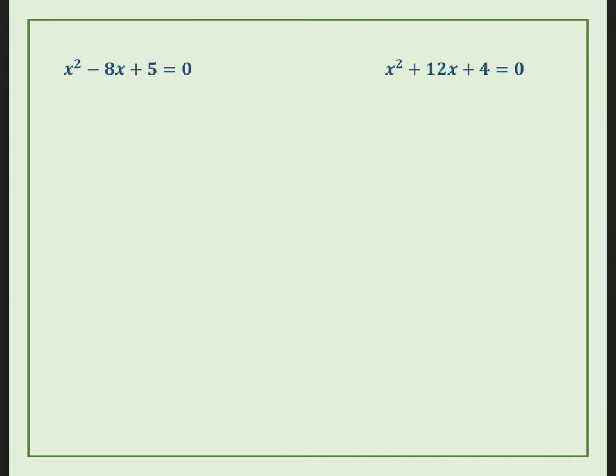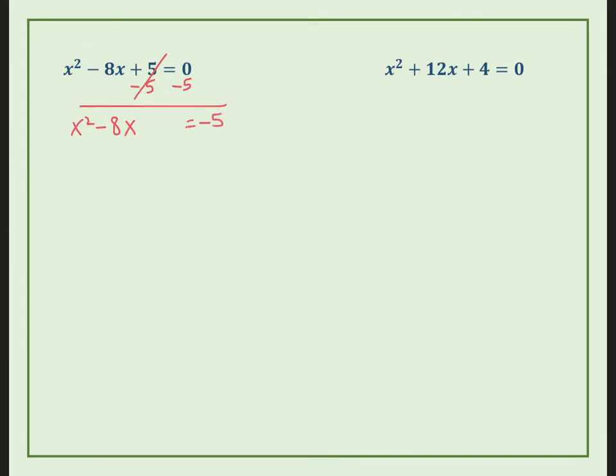So on our first equation, our first step is going to be to move the 5 to the other side. So I'm going to go ahead and subtract 5 from both sides. I have x squared minus 8x, and then I have the equals negative 5 on the other side.